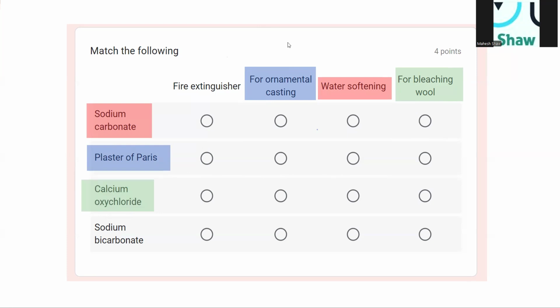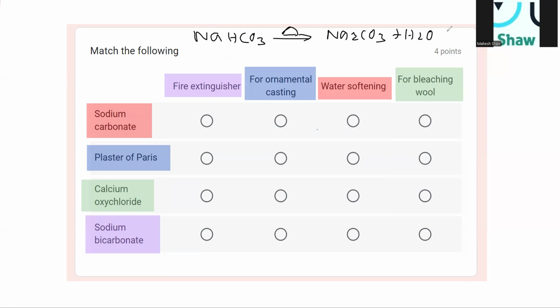And then what we have next is, for fire extinguisher, we use sodium bicarbonate. Well, sodium bicarbonate is also called baking soda. This is sodium bicarbonate, that is NaHCO3. And when it is heated, it releases Na2CO3 plus H2O plus CO2. Now, this CO2 so released, as you know, carbon dioxide is a non-supporter of combustion, helps in extinguishing fire.